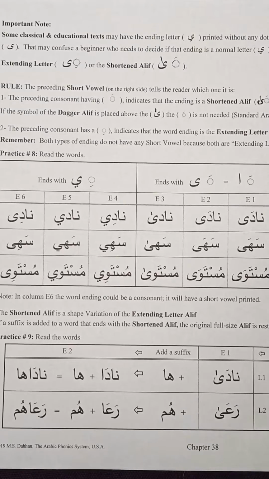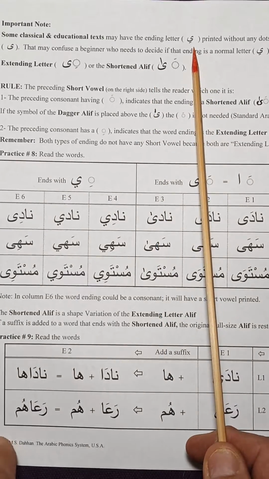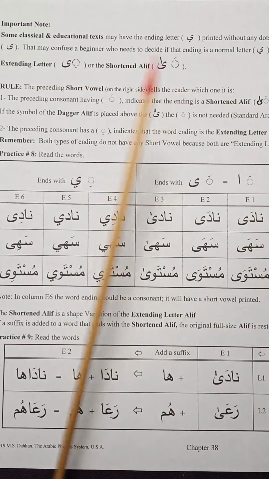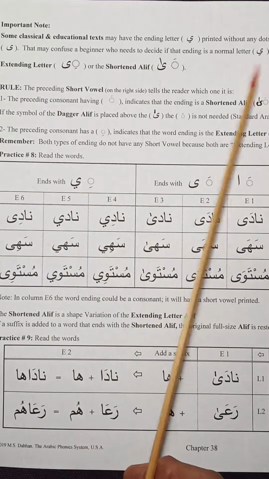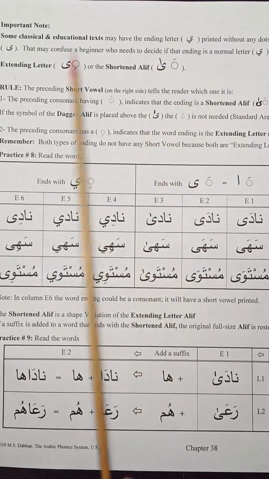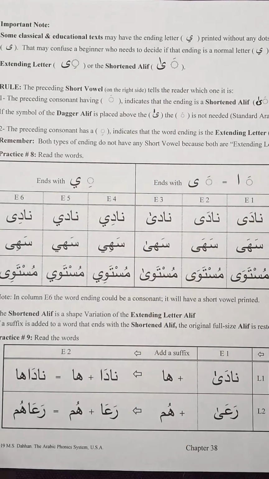The important note: in some classical educational books, you may see this without two dots. That's like confusing more for what we just saw, right? But that's not related to what we just saw and mastered. We were supposed to already master that. You already know about this. But here you go. So how do we decide if the ending is a normal letter, or is it an extending letter, this one or this one? The answer to this one should be very, very easy.